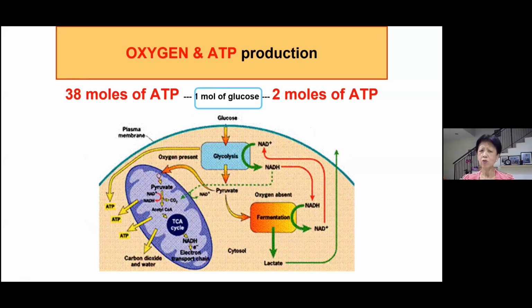Now, in the presence of oxygen, the ATP production is remarkably high compared to in the absence of oxygen. So it is very important for us as providers to understand that all of us need oxygen in order to efficiently convert the energy sources into ATP that our cells need.